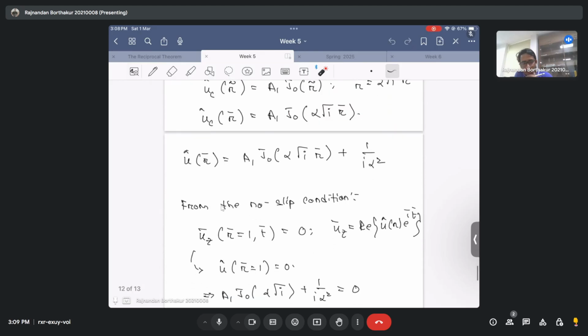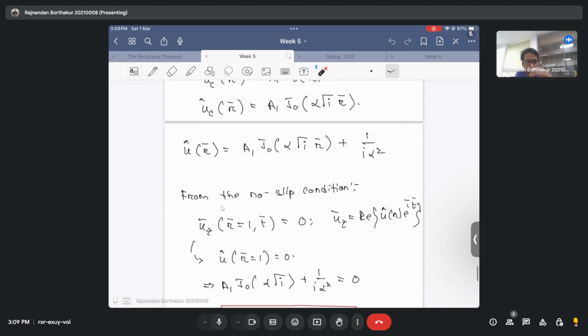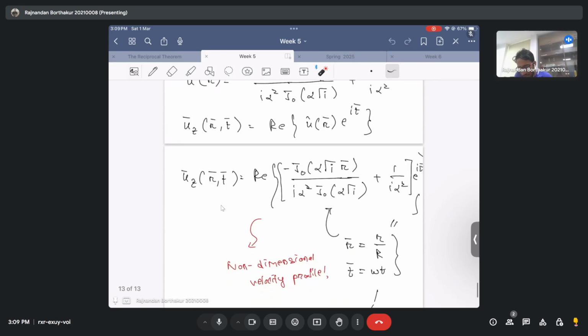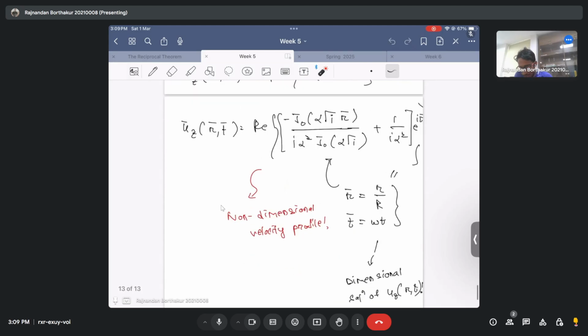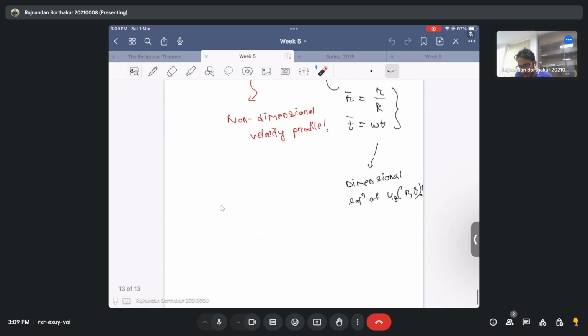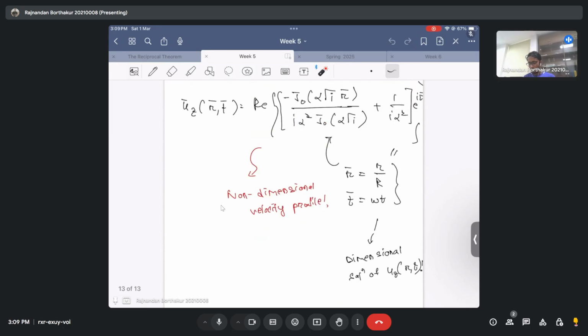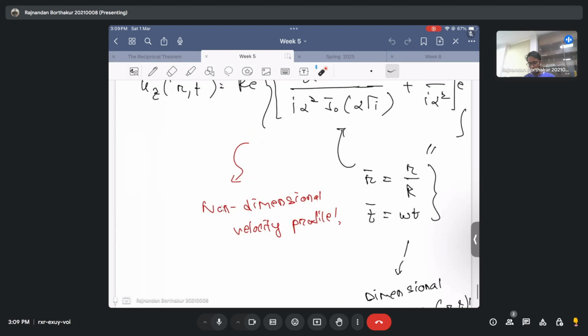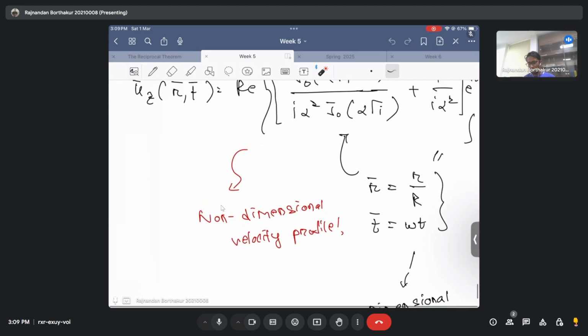From the other boundary condition, that is the no slip boundary condition at the walls, we evaluated the constant a1. And then we said that the entire velocity field is just going to be the real part of this term times e power it. That's the velocity field that we got as a part of our solution. So this was one class of important flows and an important problem that we solved in the last class.